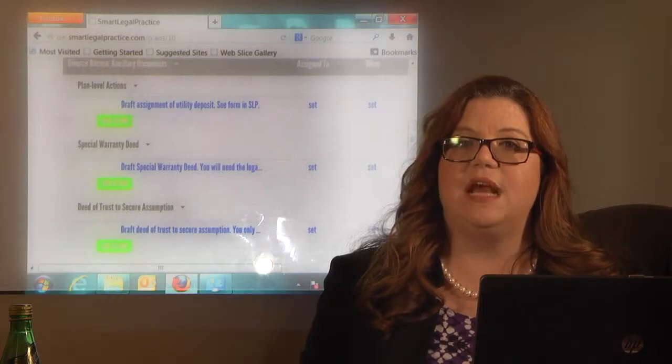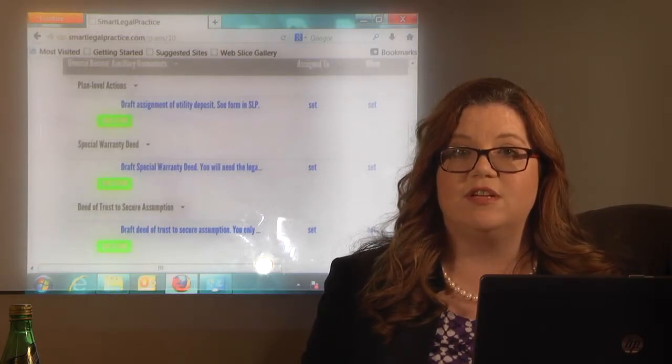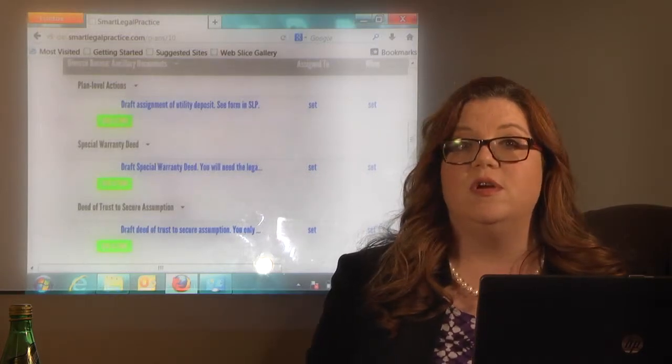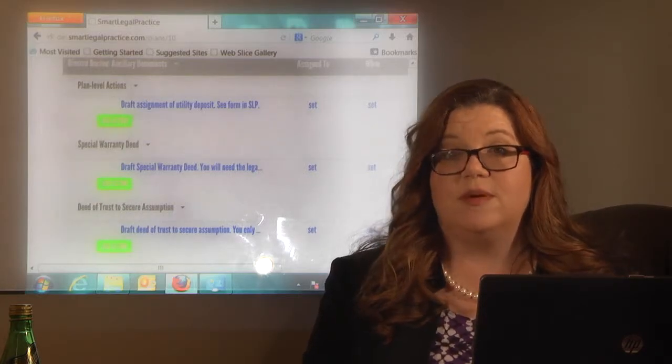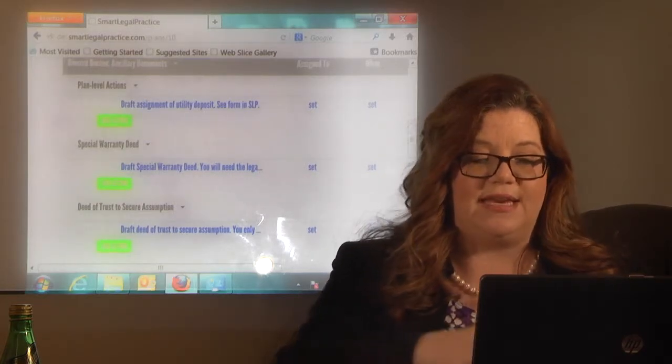So we've built a template to help remind you of some of the ancillary documents and to help you to assign them to yourself or someone else in the office and make sure they get done.